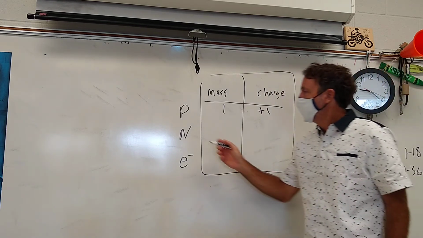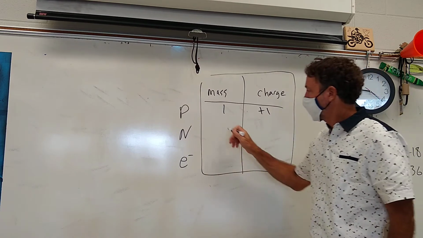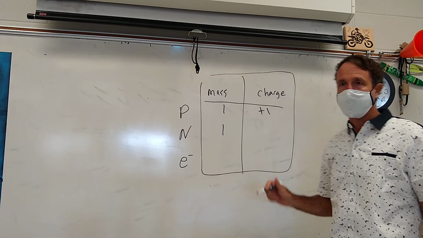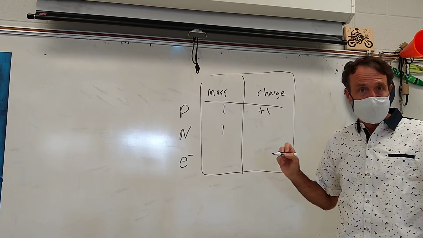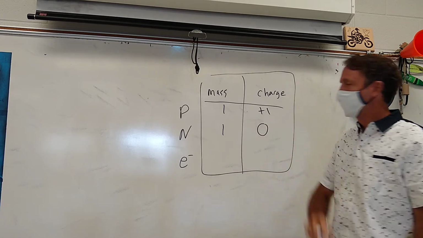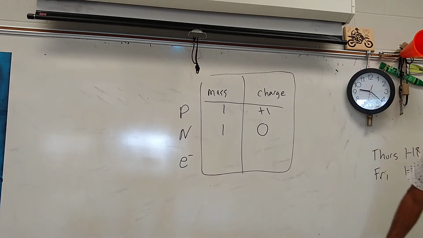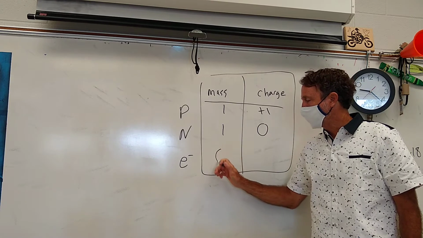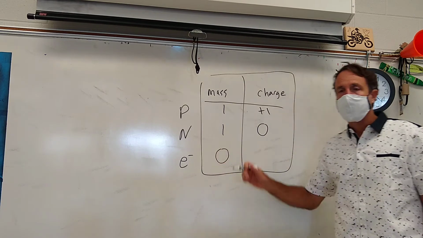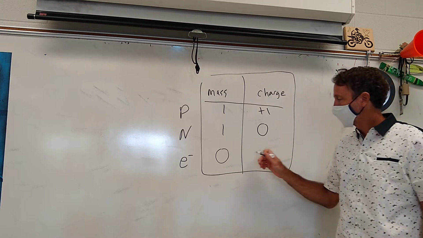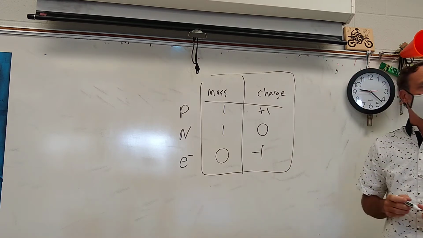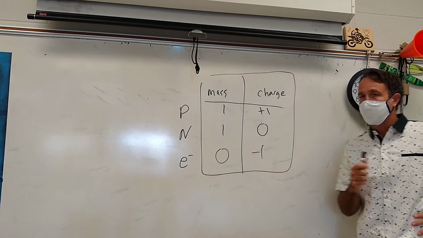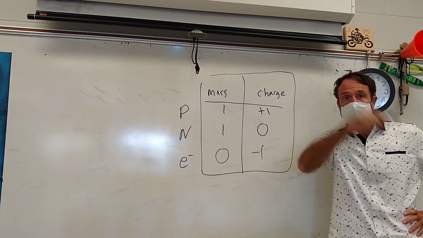Okay? The mass of a neutron is 1. But what's the charge of something that's neutral? 0. They're neutral. They have no charge. And we estimate the mass of an electron to just be 0. We just round it off to 0. And then what's the charge of an electron? -1. So which two of these particles, if we look at this little chart we made real quick, which two of these particles would be attracted to each other? Sullivan?